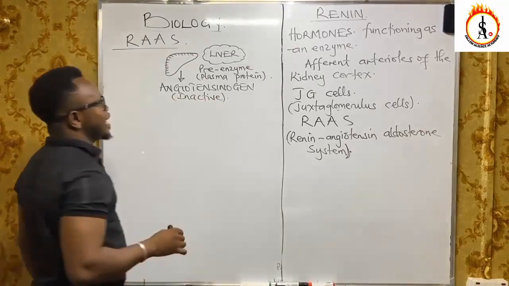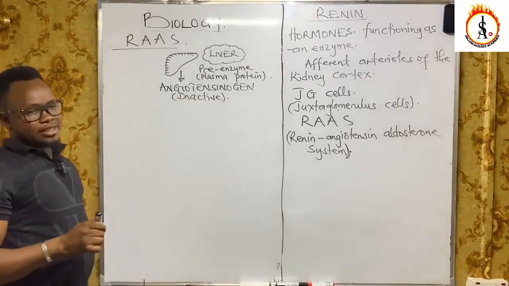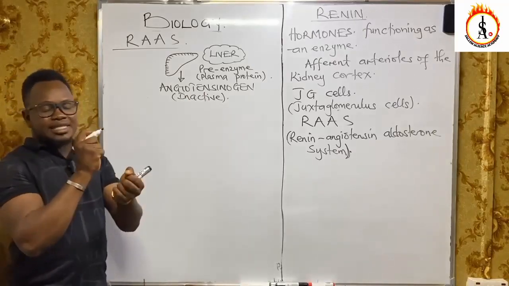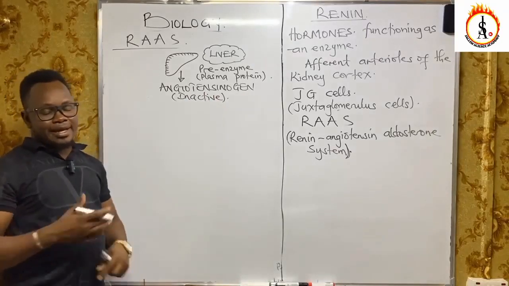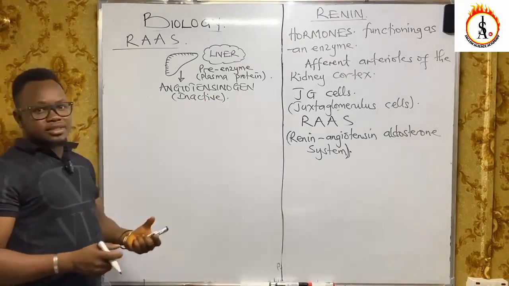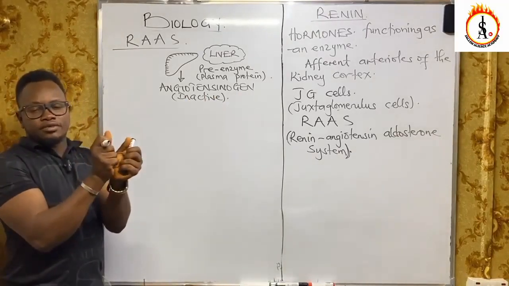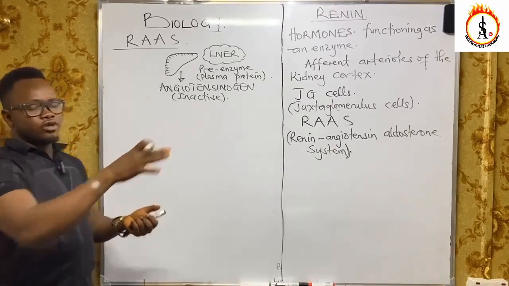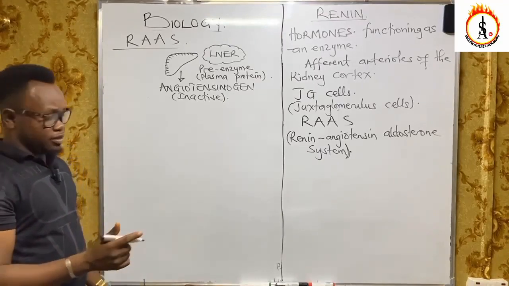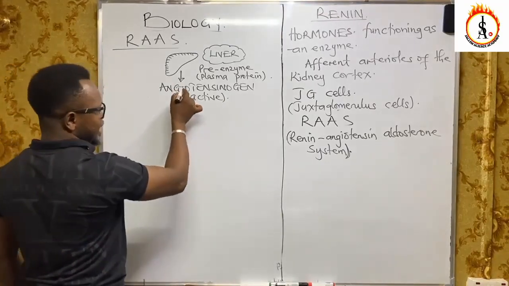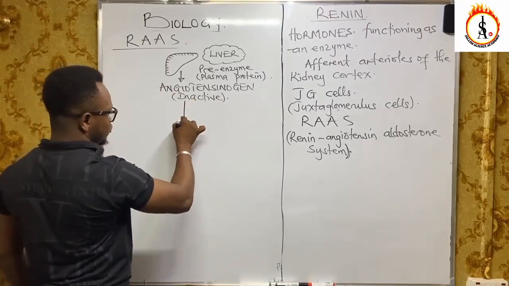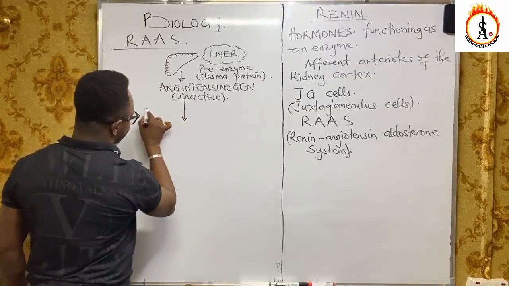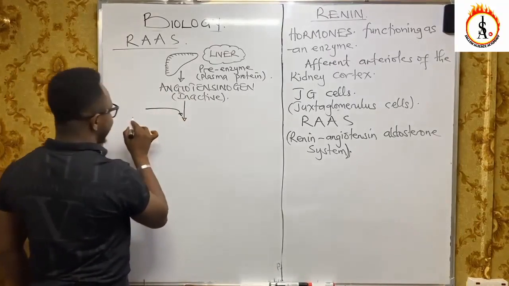It is an inactive substance because angio means vessels, tensin means tense, and the ogen there means not active. So it is there to tension the vessels, to increase the blood pressure, to increase the flow of blood into the other parts of the body. Now, this inactive substance is going to be converted into angiotensin 1, and its conversion is aided by renin.